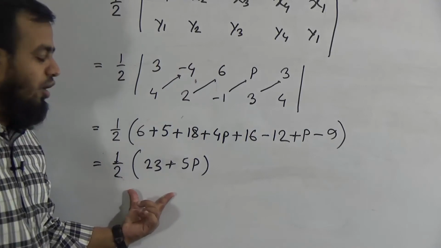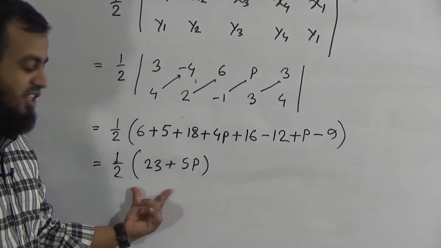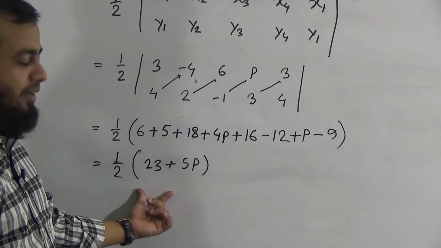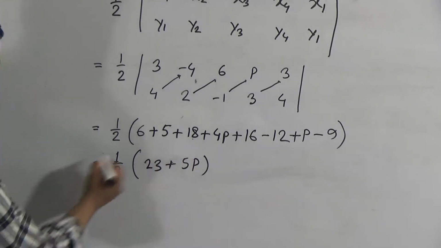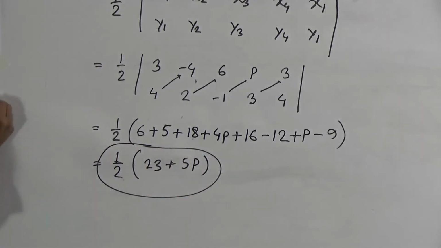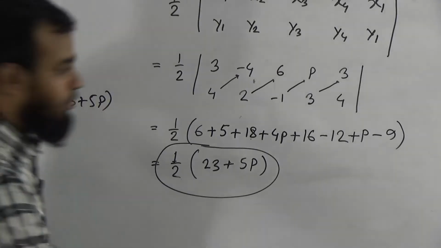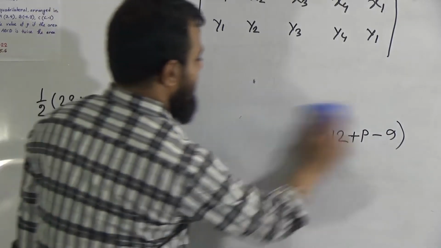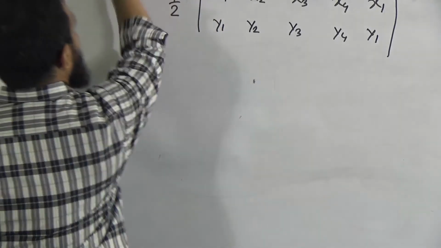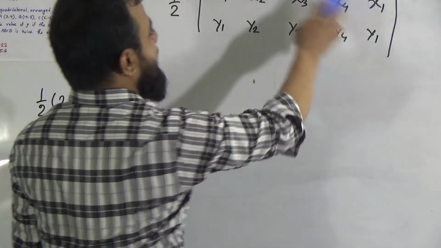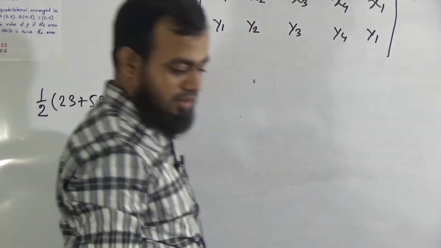So area of the quadrilateral ABCD will be this one. Now we need to find out also the area of ABC, that means the triangle ABC. This is our area of the quadrilateral. Okay, note it down. It's a half of 23 plus 5P. Okay, now we need to find out the area of the triangle ABC.